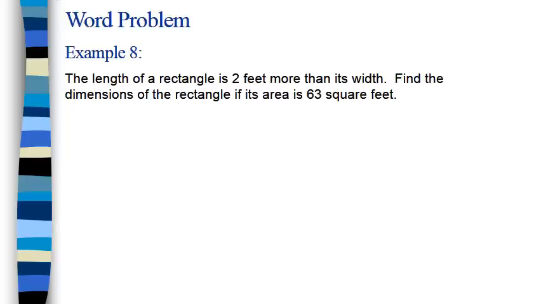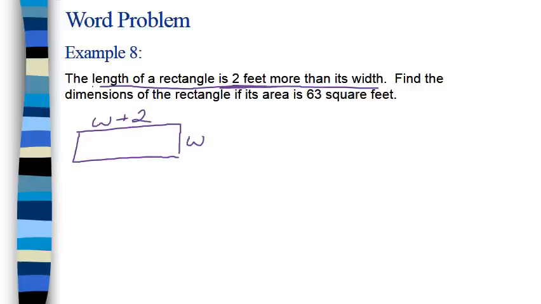So let's say, for example, there's a rectangle. So we'll draw the rectangle, where the length is 2 feet more than its width. So that means if the width is w, the length is 2 more feet, so w plus 2. And the area is 63 square feet, so the area equals 63 square feet.